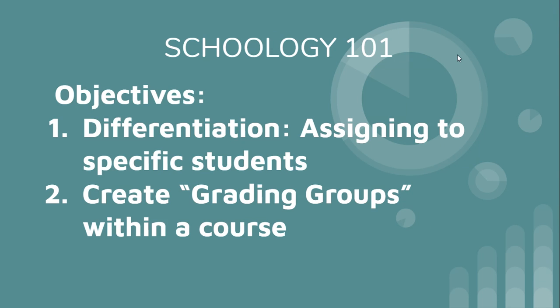Okay, so this video is going to have two objectives, and they are totally linked, and you'll see their connection in a minute. This all revolves around differentiation. One, I'm going to show you today how to assign materials to specific students, and then I'll also be showing you how to create grading groups within a course, and then you can individually assign to the groups as well. So I'll show you what I mean in a second. All right, let's get started.